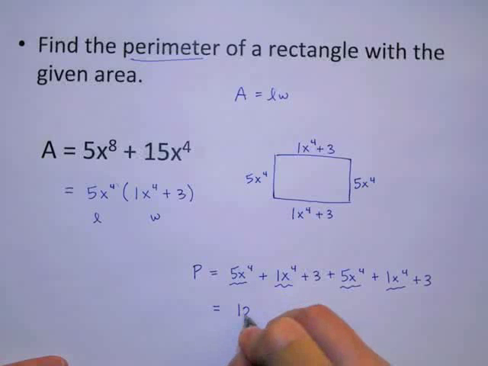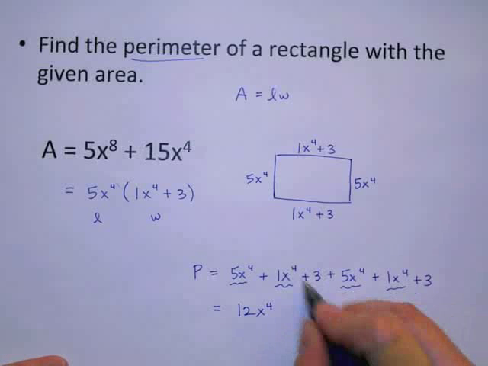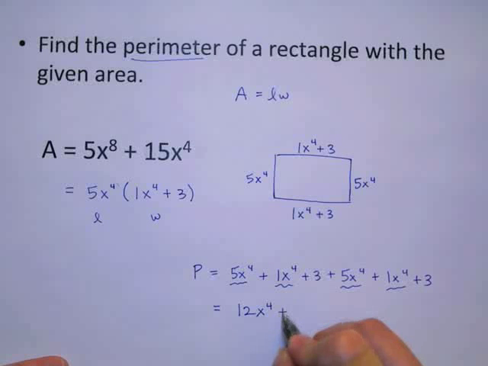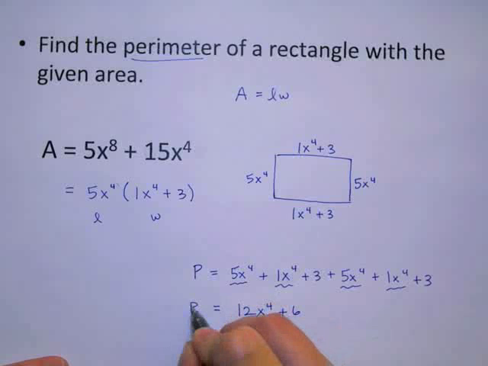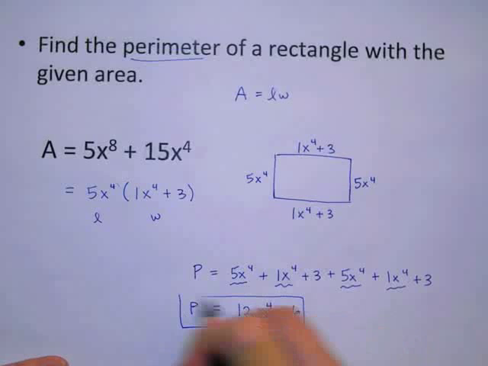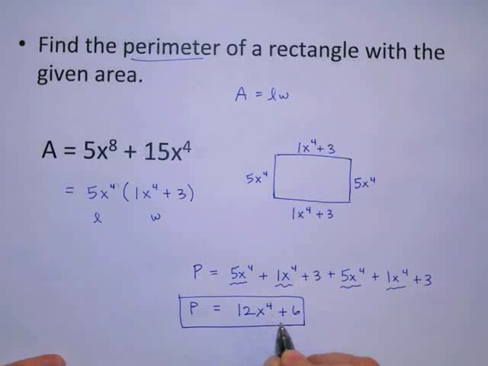So 12x to the 4th power. We remember we don't change exponents when we're combining like terms. Okay, and then I see I have a 3 plus 3, so this is plus 6. So the perimeter of this rectangle is 12x to the 4th power plus 6.